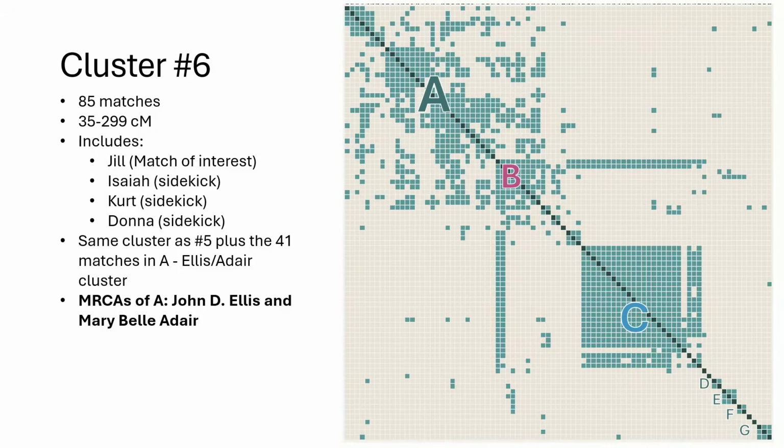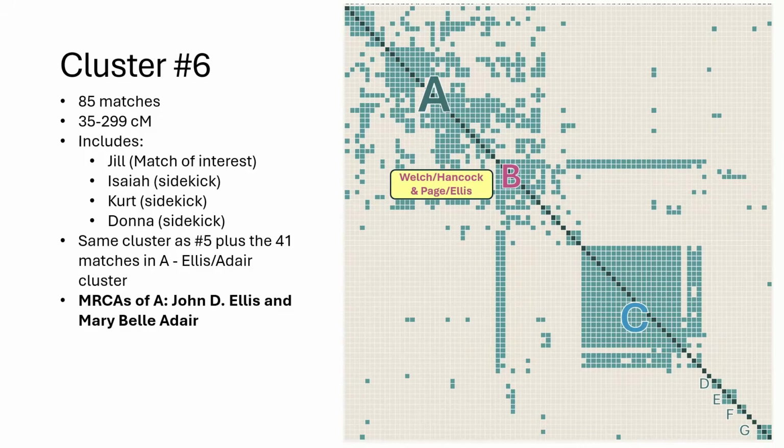All right, so cluster 6 has a lot of overlap with cluster 5, so it's the same as cluster 5 plus 41 more matches that are in this A subcluster. And as I did the pedigree analysis of these matches, I found a common ancestral couple pretty quickly, John D. Ellis and Mary Belle Adair.